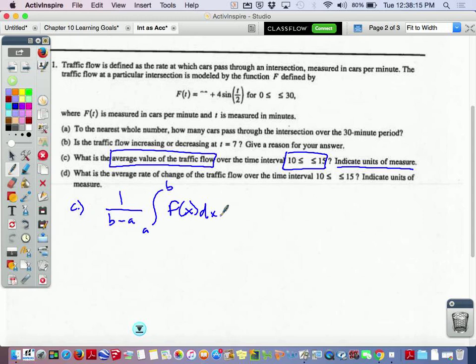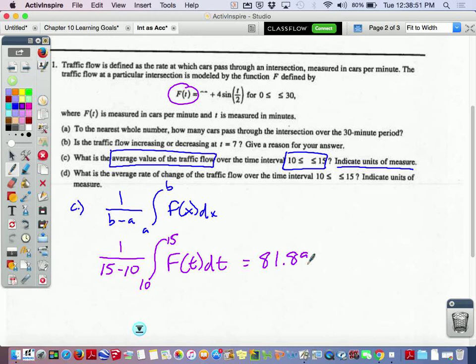Now in this case, we want the average value of the traffic flow function. So what we're going to do is plug in our function f of t into our integral, and then 10 and 15 as our endpoints. So we're looking at 1 over 15 minus 10 times the integral from 10 to 15 of our function f of t dt. Again, we are using our calculators here. So all this number can be found on the calculator. It comes out to be 81.899.